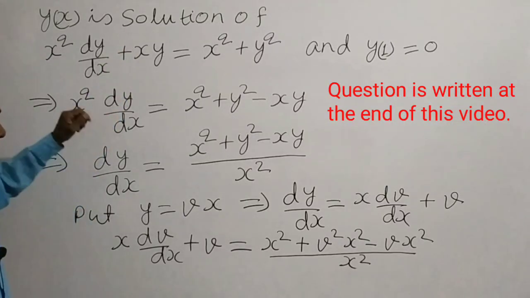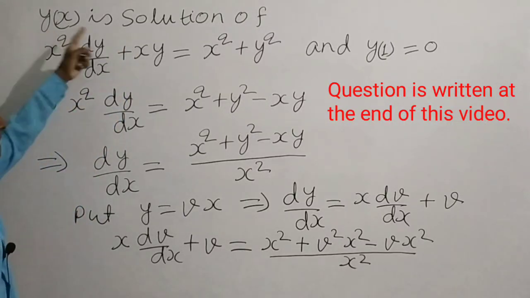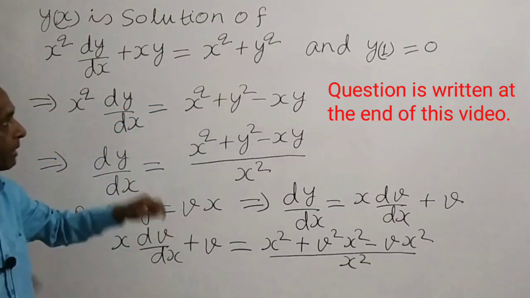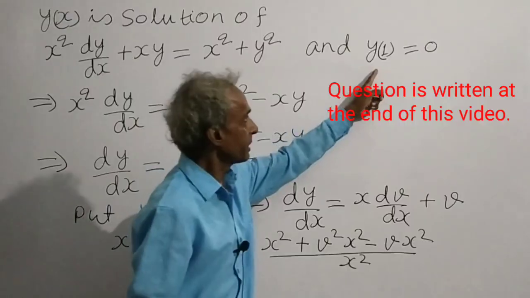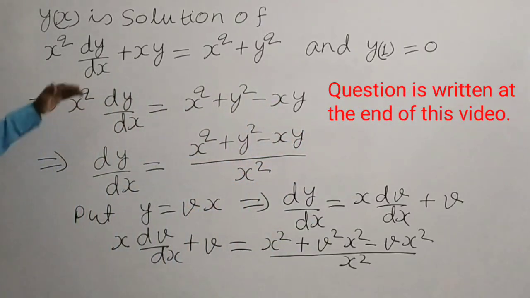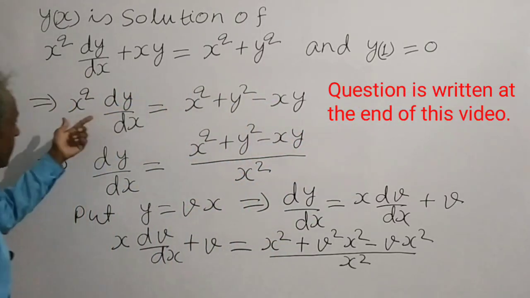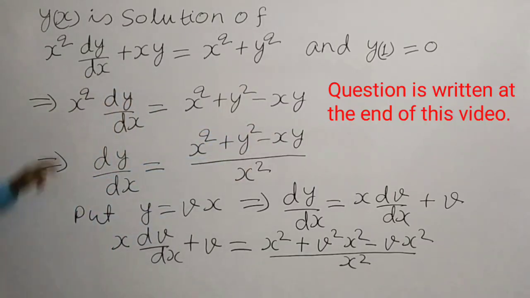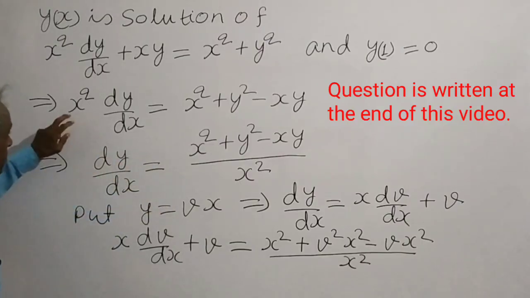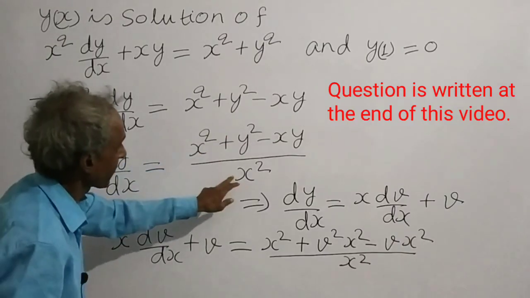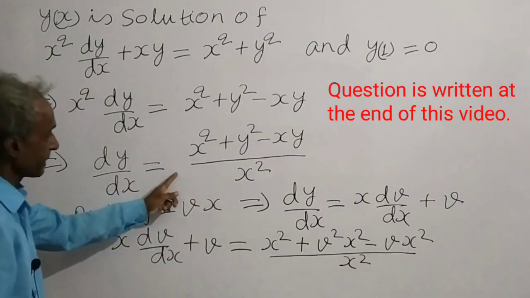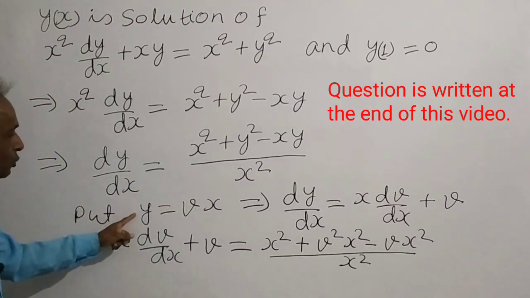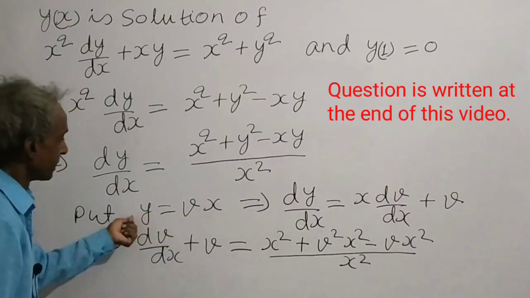In this question, it is given that y(x) is a solution of this differential equation and y(1) is equal to 0. This differential equation implies that, shifting this xy on the right hand side, then we shift this x square on the right hand side. This is a homogeneous differential equation. Therefore, we put y is equal to vx.